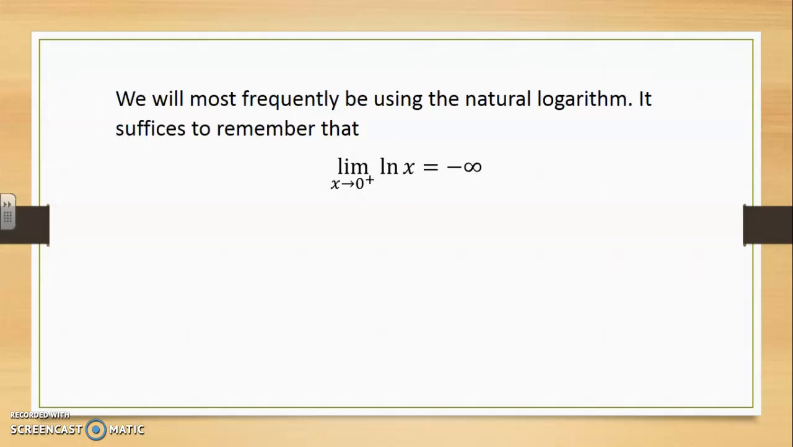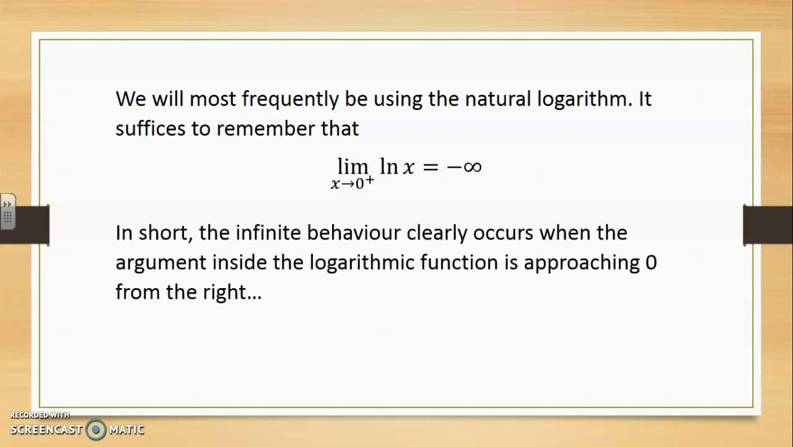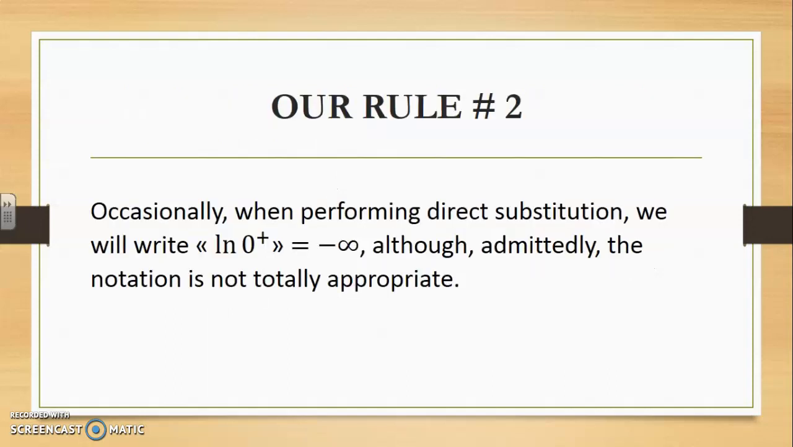We will most frequently be using the natural logarithm. It suffices to remember that as x approaches 0 from the right, ln of x tends towards minus infinity. In short, the infinite behavior clearly occurs when the argument inside the logarithmic function is approaching 0 from the right. So here is our rule number 2.